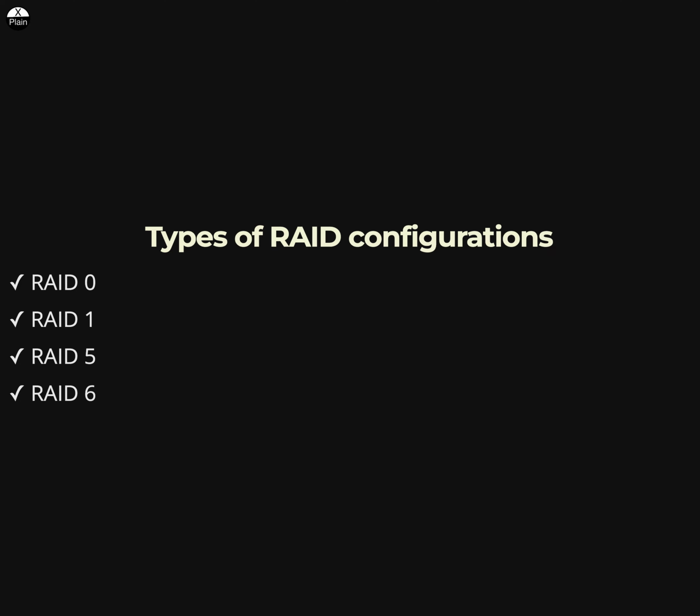RAID 6 is a configuration that is similar to RAID 5, but uses 2 parity blocks to provide additional redundancy. RAID 6 can recover from the failure of 2 drives, but requires at least 4 drives and may have slower write performance than other configurations. It is important to carefully consider the appropriate RAID.